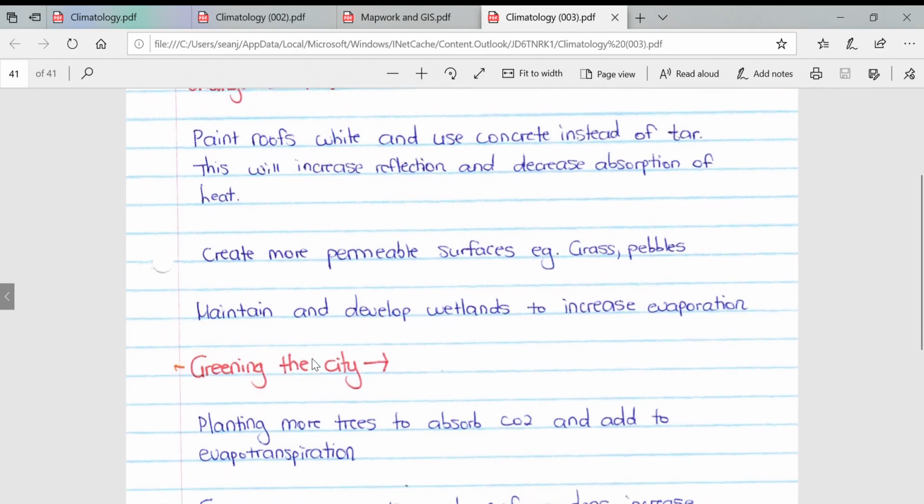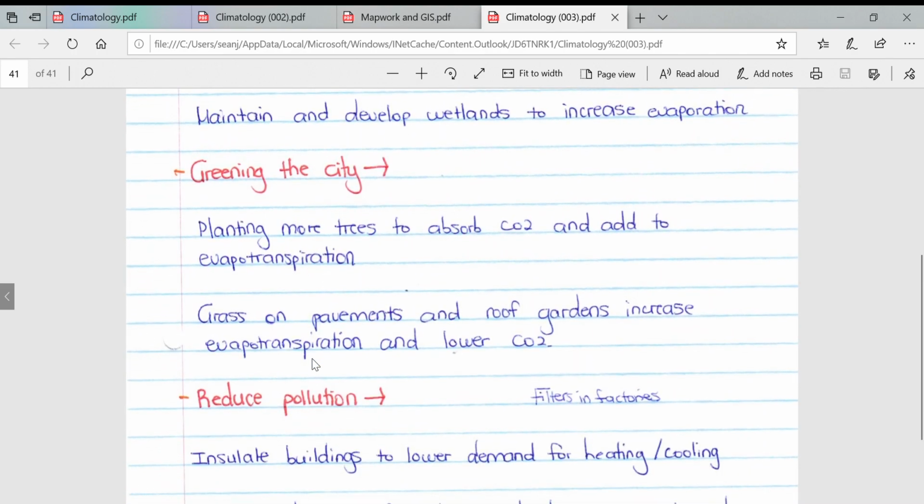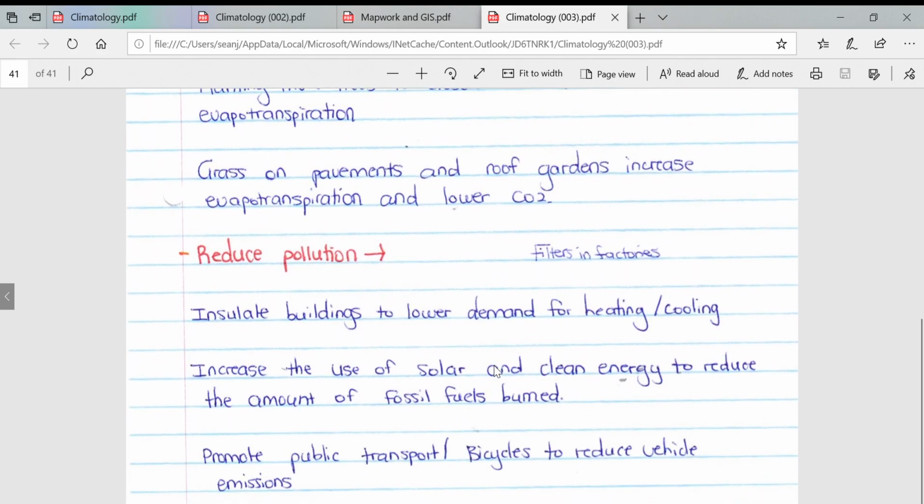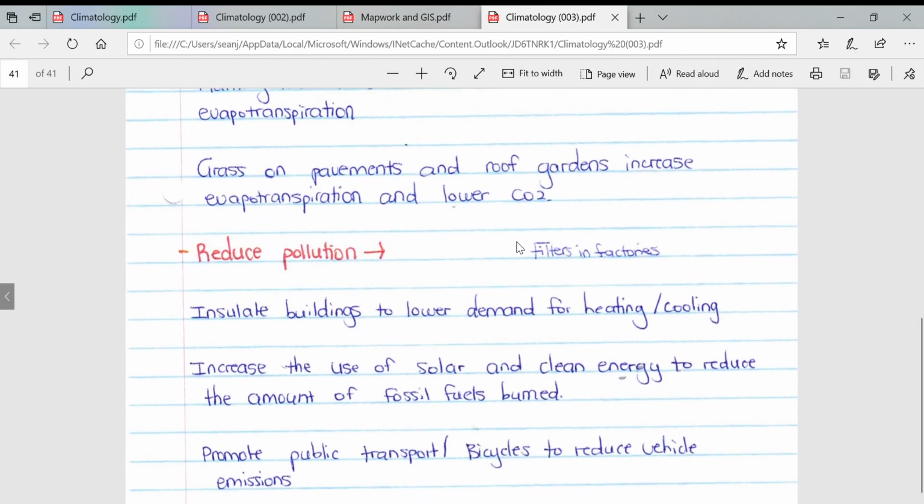Maintain and develop wetlands to increase evaporation. Green the city, planting more trees to absorb carbon dioxide, which is obviously a greenhouse gas, and adds to evapotranspiration. Plant grass on pavements and rooftop gardens, which will increase the evapotranspiration and thus lower CO2 levels in the city. Reduce pollution. One of these ways is to install some sort of a filter in factories where they release their smoke.